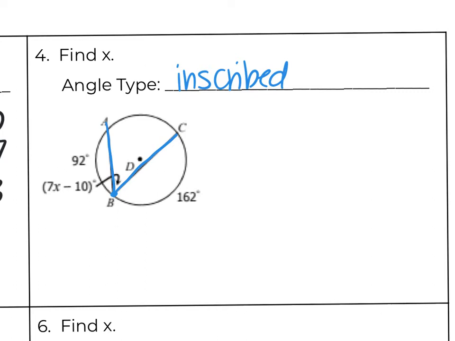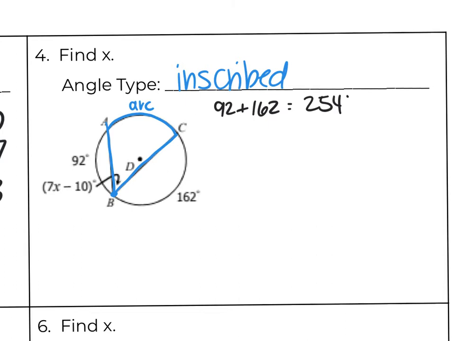No. We need that before we can do the formula. So any ideas how we can find arc AC? 92 probably. You are going to use the 92, but it's not 92. You add 162. Okay, so add 92 and 162. What's that? 254.